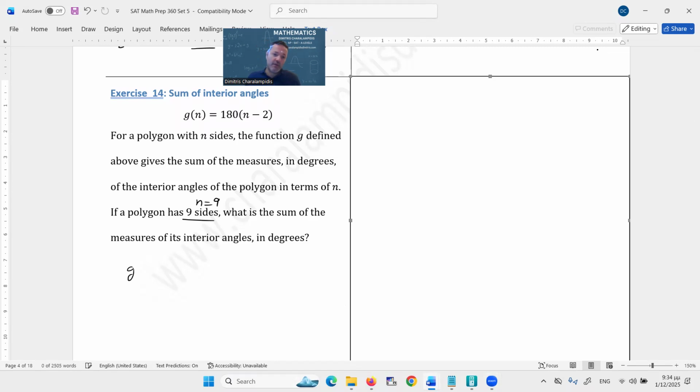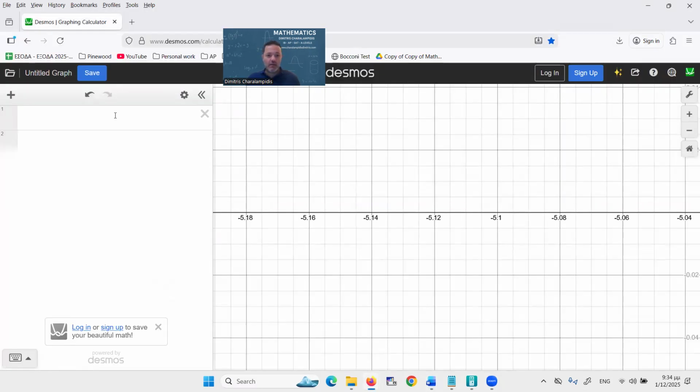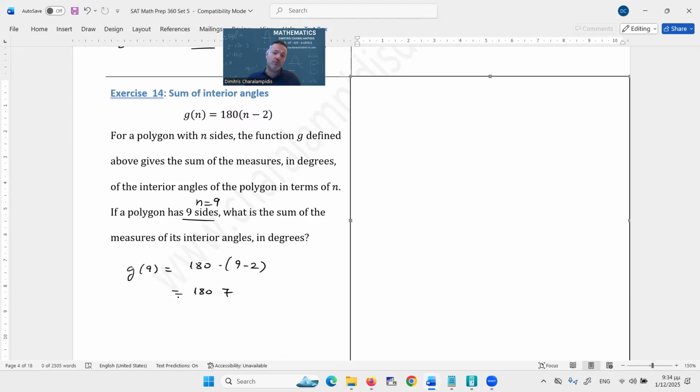So basically we are looking for g of 9, which is 180 times 9 minus 2, so 180 times 7. I'm not going to do it by hand. 180 times 7 is 1260, so we have a total of 1260 degrees.